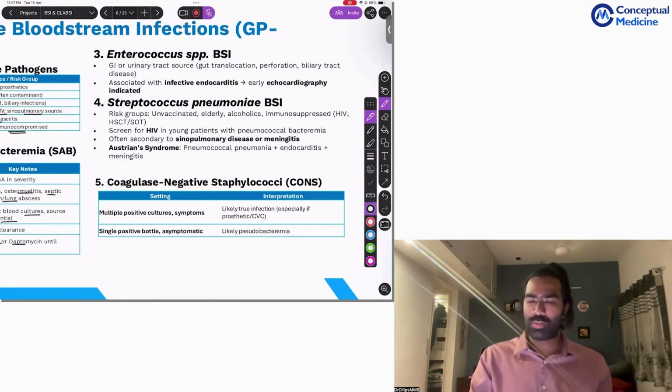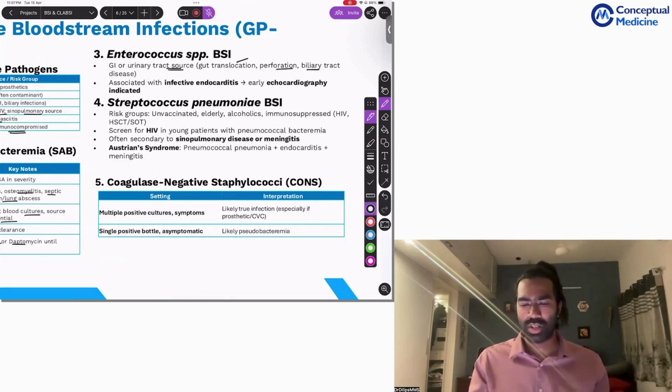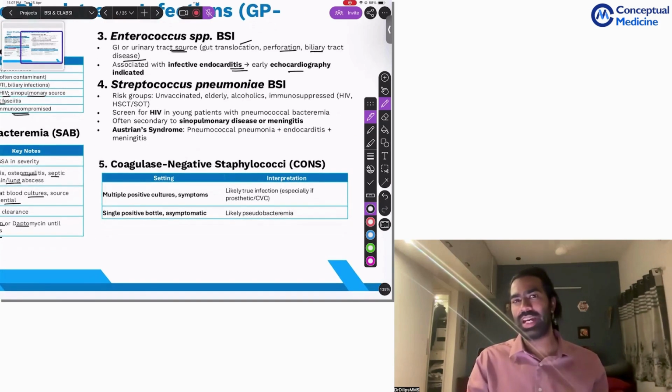And what about Enterococcus species? So usually the source will be the GI or GU tract. As I told you, it could be due to gut translocation, perforation, or biliary tract disease. And it's often associated with infective endocarditis also, and early echocardiography is indicated if you see an Enterococcus bacteremia.